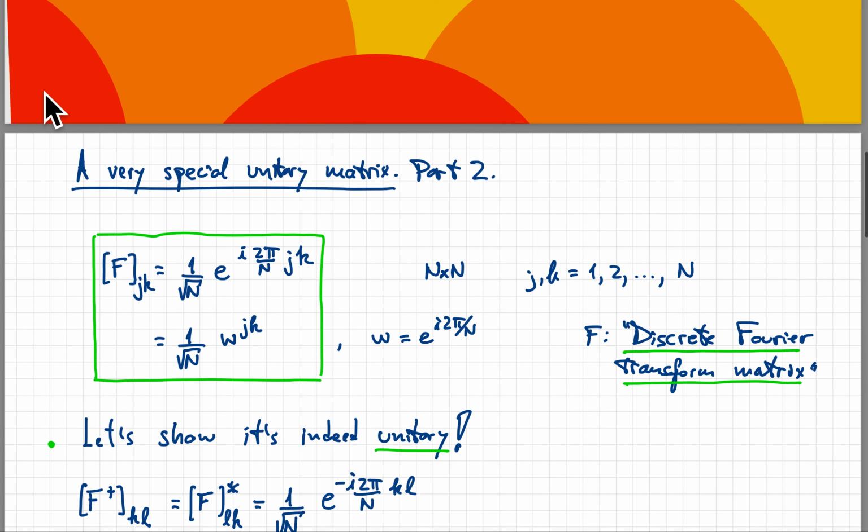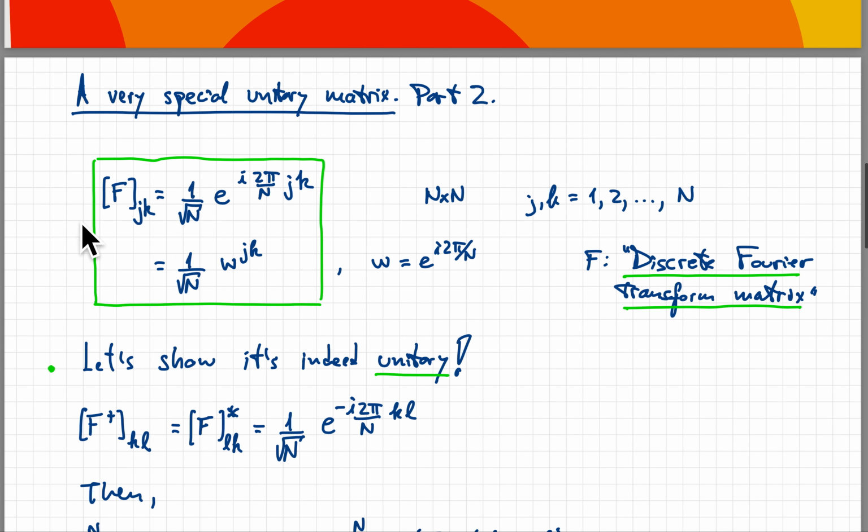We defined our very special matrix in terms of the elements jk of this matrix F, and that's given by 1 over square root of n, e to the I 2 pi over n, j times k. Here n is, of course, the size of the matrix, which will be n by n, and j and k take values between 1 and n. We could have chosen j and k to be between 0 and n minus 1, and this formula would work just fine. In fact, any interval on the integer line that's of size n will actually work.